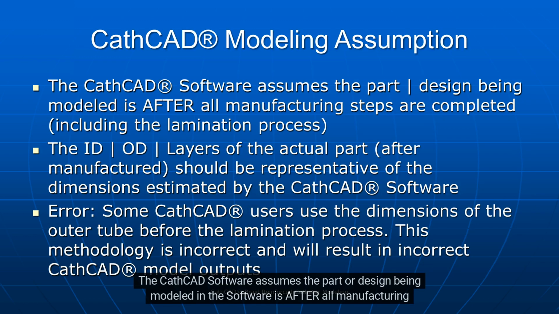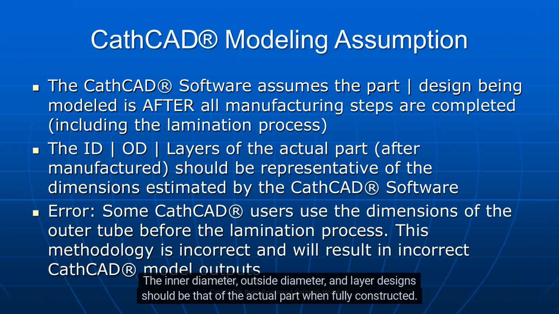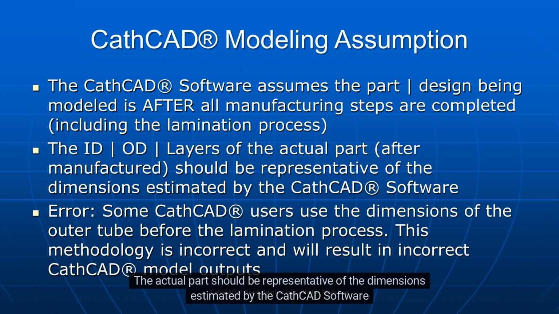The CathCAD software assumes the part or design being modeled in the software is after all manufacturing steps are completed, including the lamination process. The inner diameter, outside diameter, and layer designs should be that of the actual part when fully constructed. The actual part should be representative of the dimensions estimated by the CathCAD software.